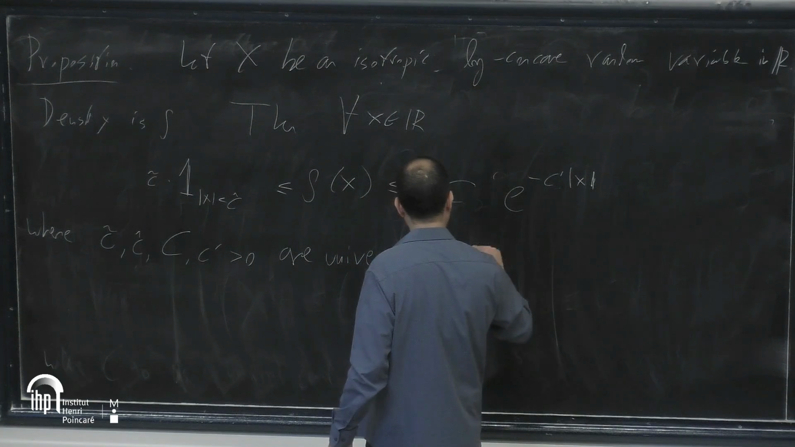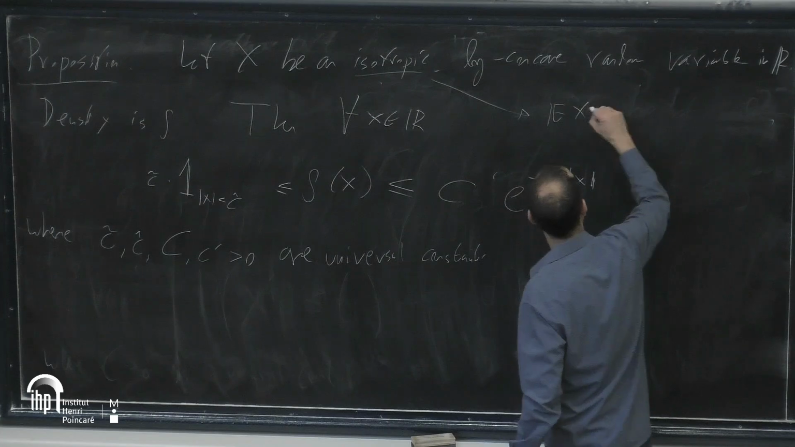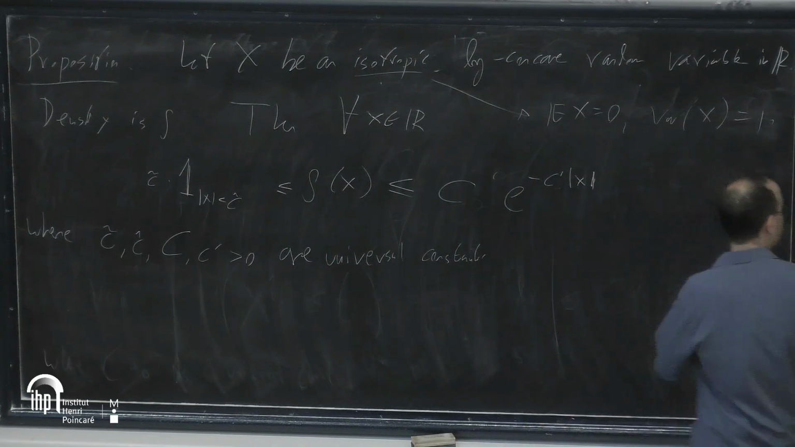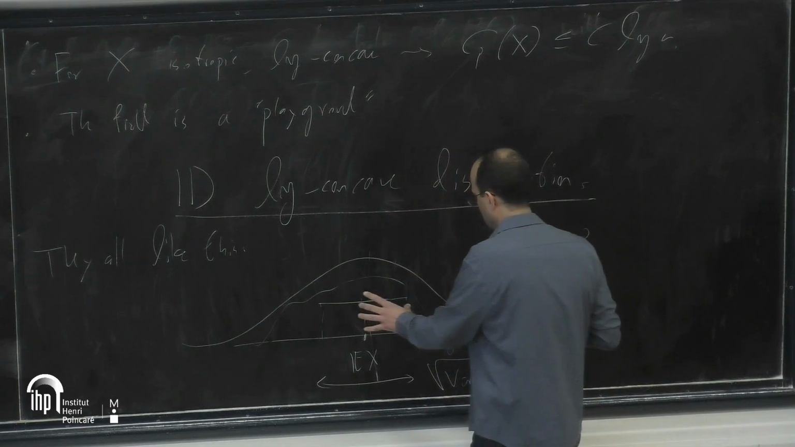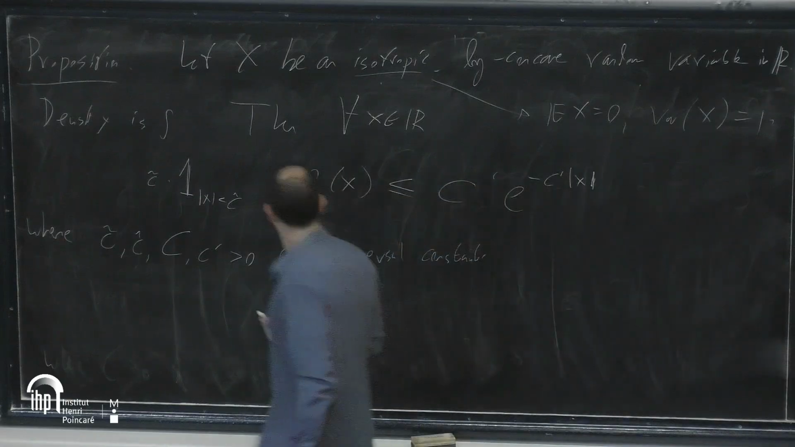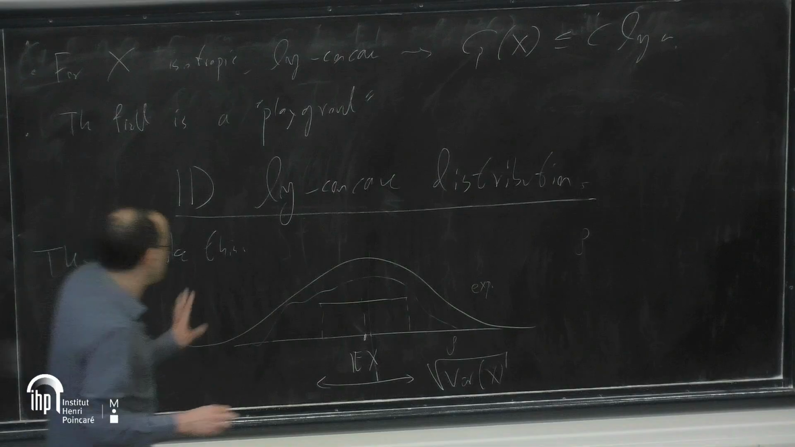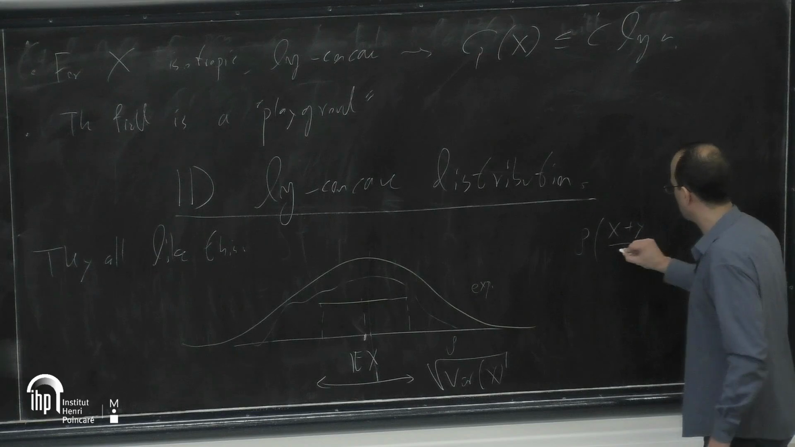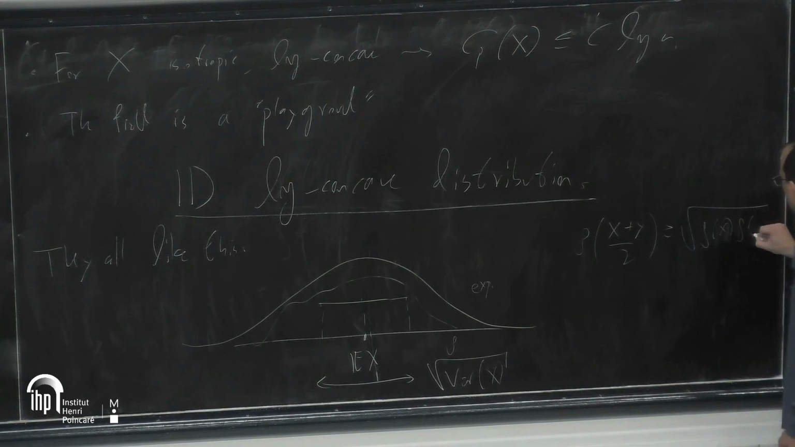So if you center your distribution, isotropic meaning mean 0 and variance 1, you can find an exponential above and an indicator below. I won't do the proof, let me just give you hints. One hint is the following. You have nothing to use except the definition of log-concave measure. Let me just do it with 1/2. This follows from the definition of log-concave measure.